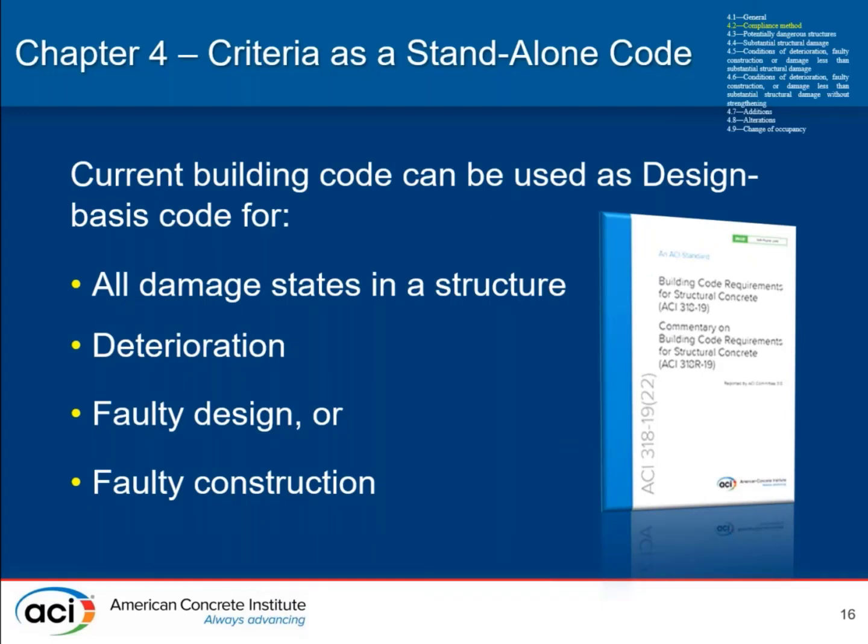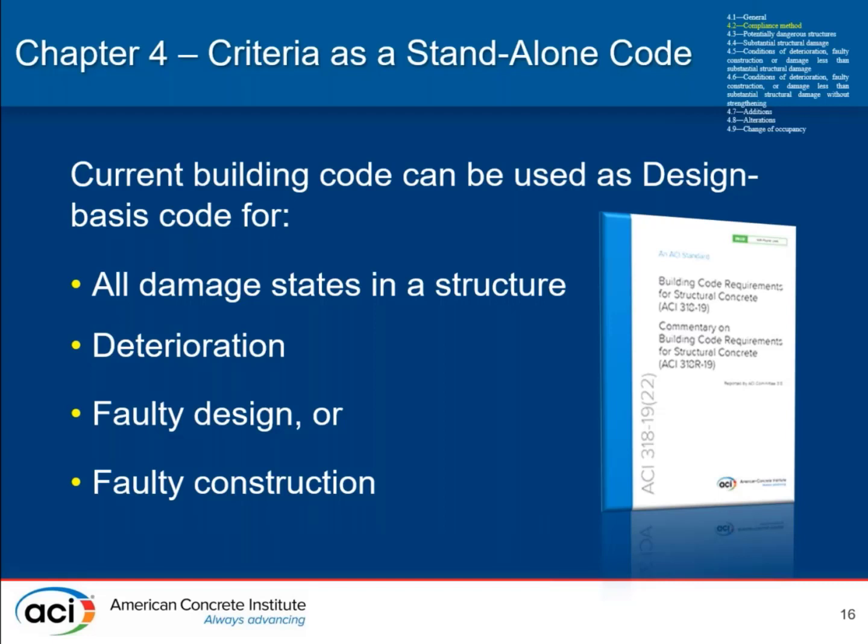The engineer or the licensed design professional can always choose to use the current building code for repair, for all damage states, to assess deterioration, to address faulty design or faulty construction. The disadvantage with doing this is that in many instances, the current building code is overly conservative, as Keith was describing yesterday, and may not be cost effective.